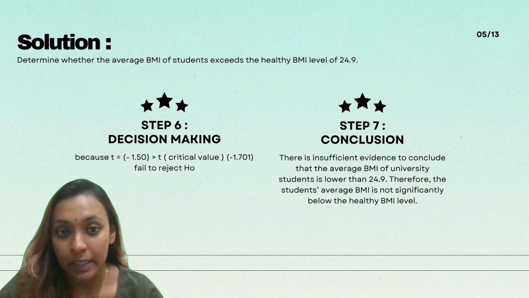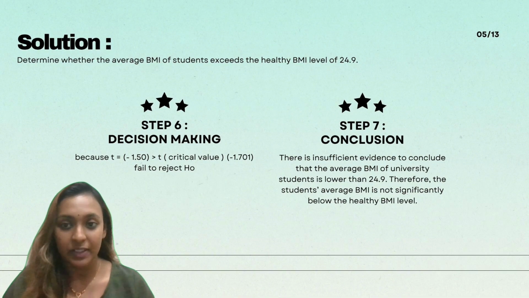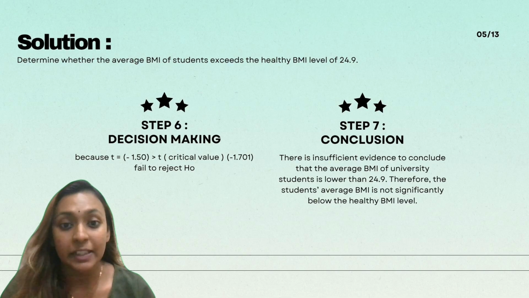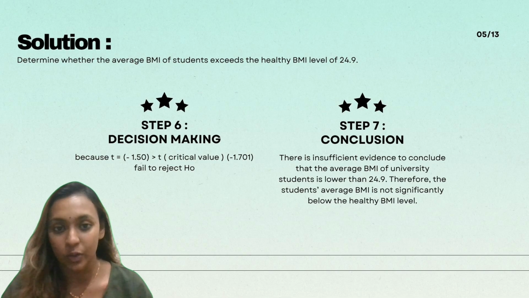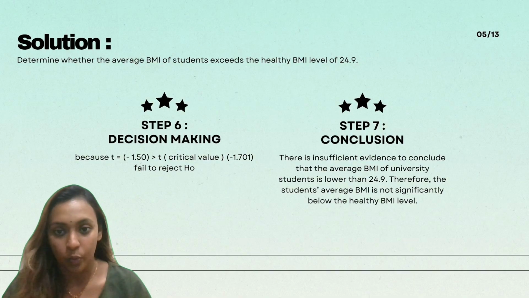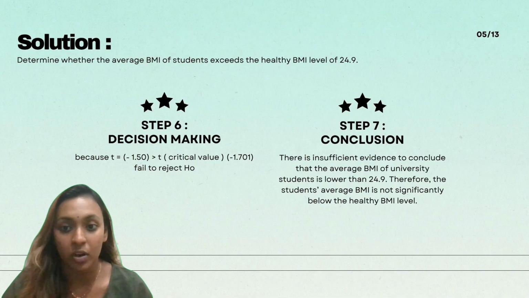For the decision making, we compare the calculated t-statistic with the critical value. Our calculated t-value is negative 1.5 while the critical value is negative 1.701. Since negative 1.50 is greater than negative 1.701, the test statistic does not fall within the rejection region. Therefore, we fail to reject the null hypothesis.